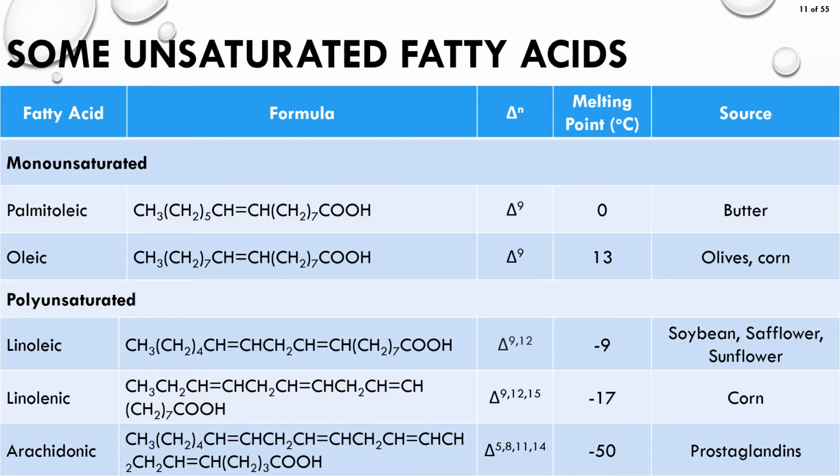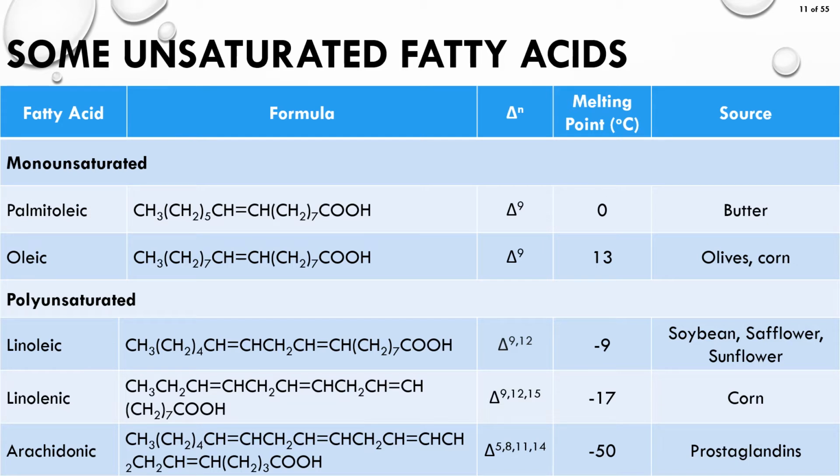Let's go back to the table and describe and explain the first two monounsaturated fatty acids first. Between palmitoleic and oleic acid, the oleic acid has a higher melting point than the palmitoleic acid, 13 and 0 degrees Celsius respectively. Obviously, this is because oleic acid has a higher molar mass than palmitoleic acid. Therefore, it has stronger London dispersion forces, resulting in a higher melting point.